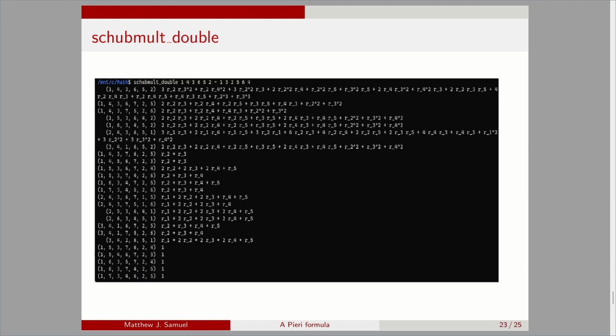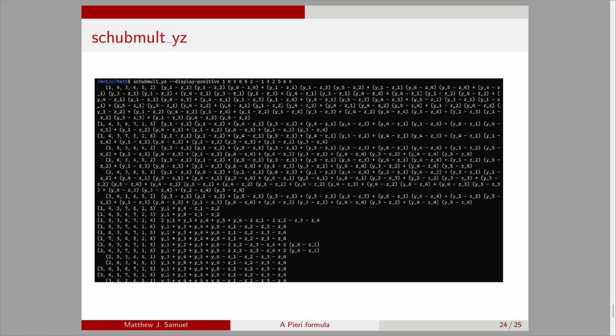If you want to multiply double Schubert polynomials in the same set of variables, you use schubmult_double. So I show the same product there, and it shows the coefficients on the right because it's easier and better looking to format it that way, and it expresses it positively in terms of y_{i+1} minus y_i, which I write as r_i.